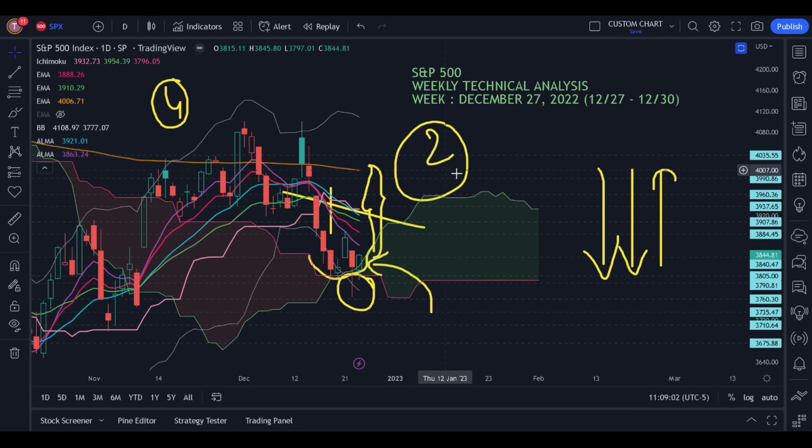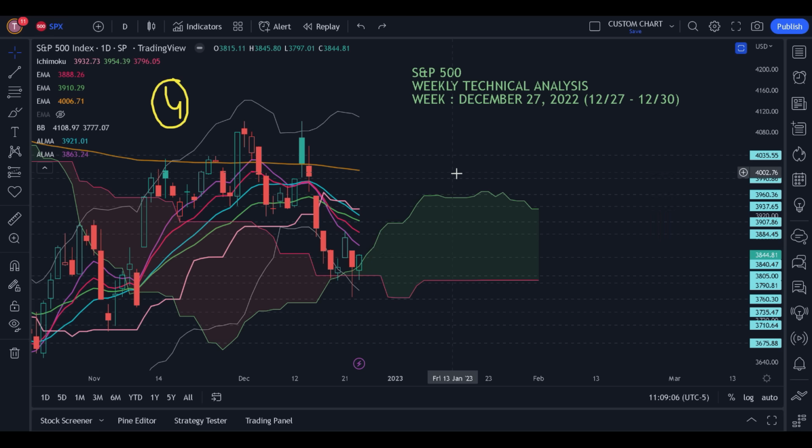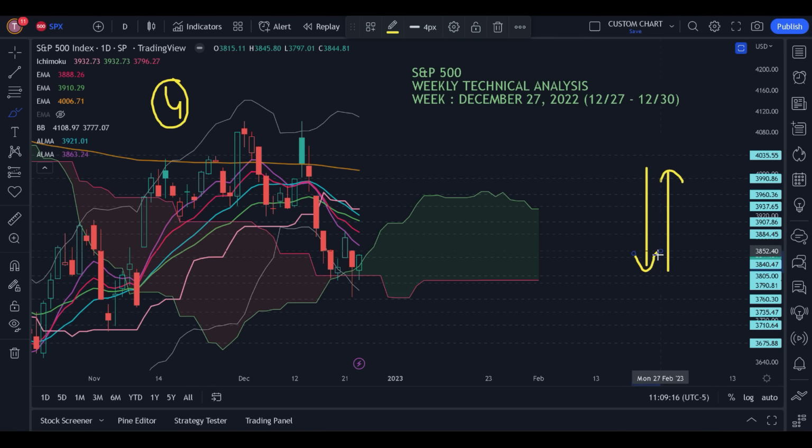Okay, so now guys, what we have seen is that technically, on the daily chart, the S&P 500 is bullish through the Ichimoku cloud. The S&P 500 is absolute bearish through the moving averages, EMAs. The S&P 500 is bearish through the Bollinger Band. The S&P 500 is bearish through the MACD. The S&P 500 is bullish through the stochastic RSI.